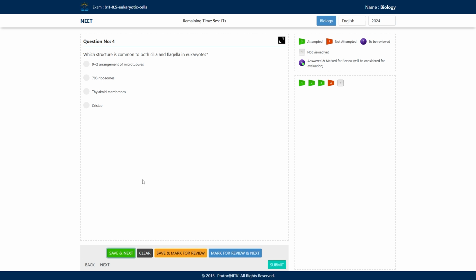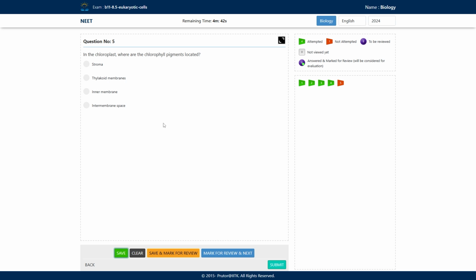So, the answer will be the 9+2 arrangement of the microtubules. Cilia and flagella both consist of axoneme, which has a 9+2 arrangement of the microtubules. On the outer side, a ring of 9 microtubule doublets is present. In the center, 2 microtubules are present. This is common to both cilia and flagella. Both of them provide locomotion and motility to the cells.